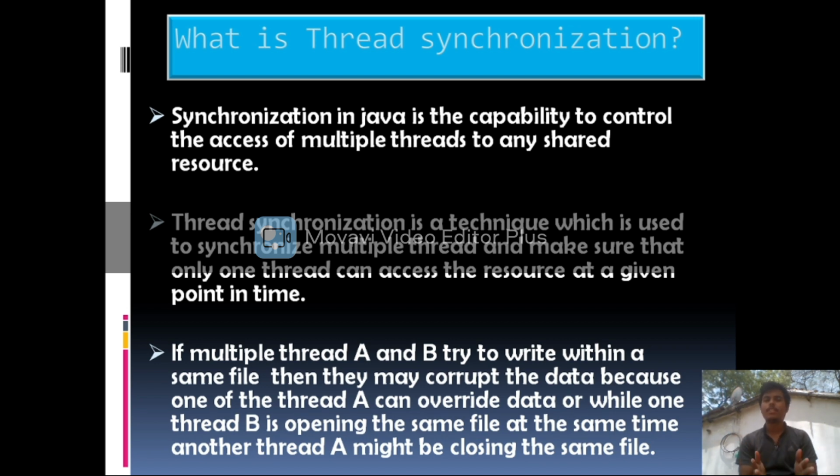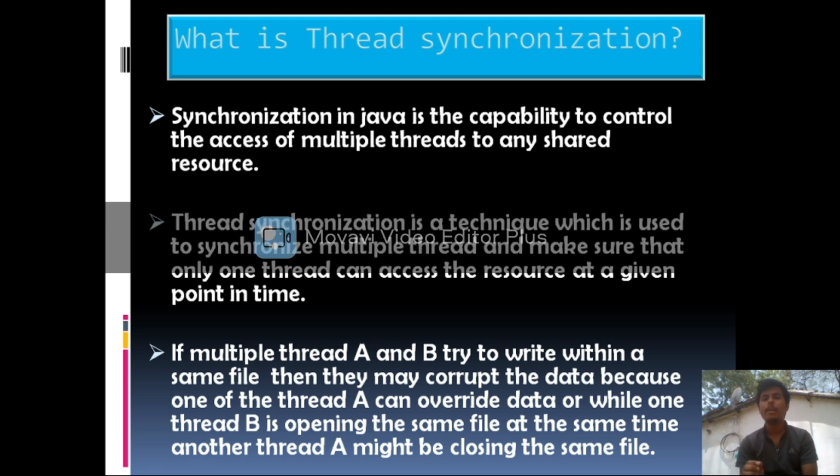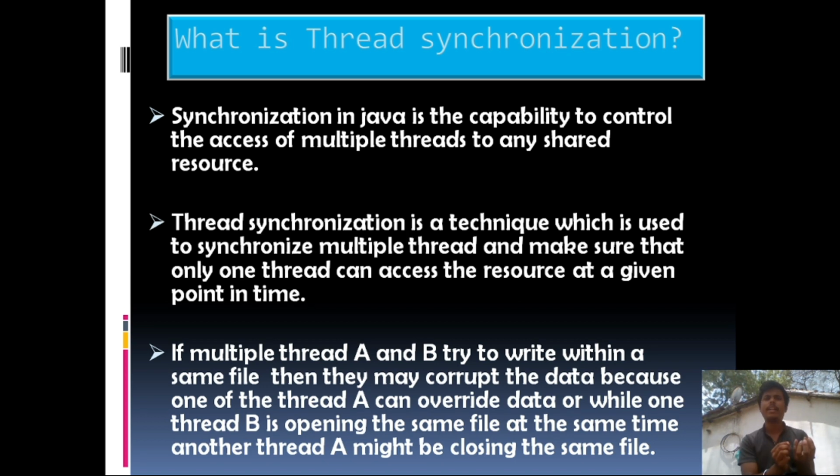So let's talk about synchronization. Synchronization in Java is the capability to control the access of multiple threads to any shared resource. Understand, guys? We can also say that thread synchronization is a technique which is used to synchronize multiple threads and make sure only one thread accesses the resource at a time. Not multiple threads accessing the same resource at the same time. It allows only a single thread to access the resource at a particular time.